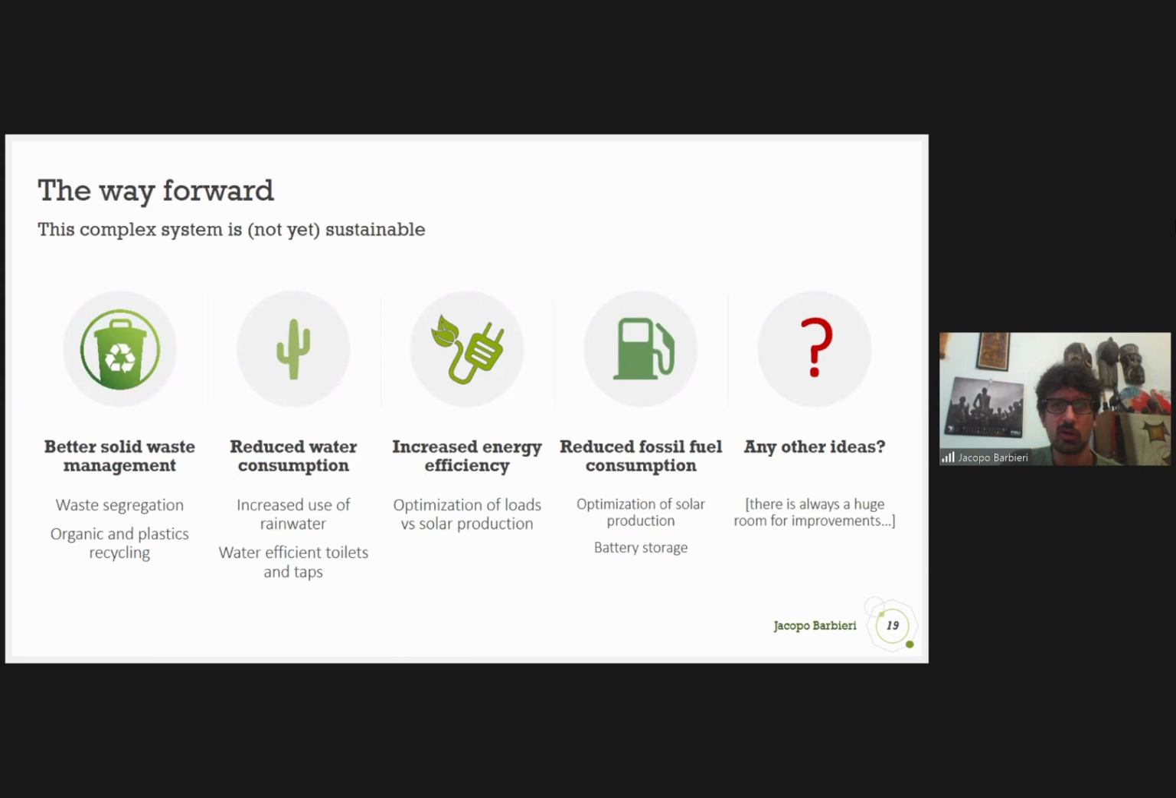To conclude, of course, Lacor is a complex system. It is difficult to say that it is fully sustainable. We try our best, but it's never fully sustainable. So there is always room for improvement. And here I've put just some ideas. For example, the idea in the future is to focus on better solid waste management, reduction of water consumption and increase of the consumption of rainwater, increased energy efficiency in terms of matching the loads better with the solar system production, and reduction of fossil fuel consumption from the diesel generator, for example, by installing batteries, and who knows, many other possible ideas.